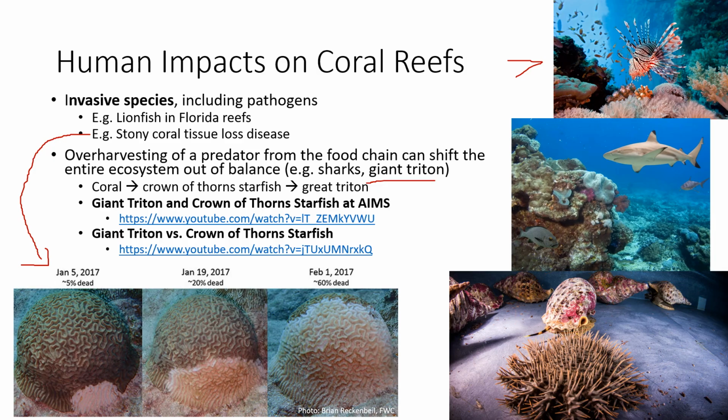People like these seashells of the Great Triton, so they overharvested the Great Triton because of the conch shells that they have. They're pretty shells, big deal. You can sit them on a mantelpiece or whatever. I don't know what people do with them. But if you remove this Great Triton, the crown of thorns starfish population increases, which decreases the amount of corals.